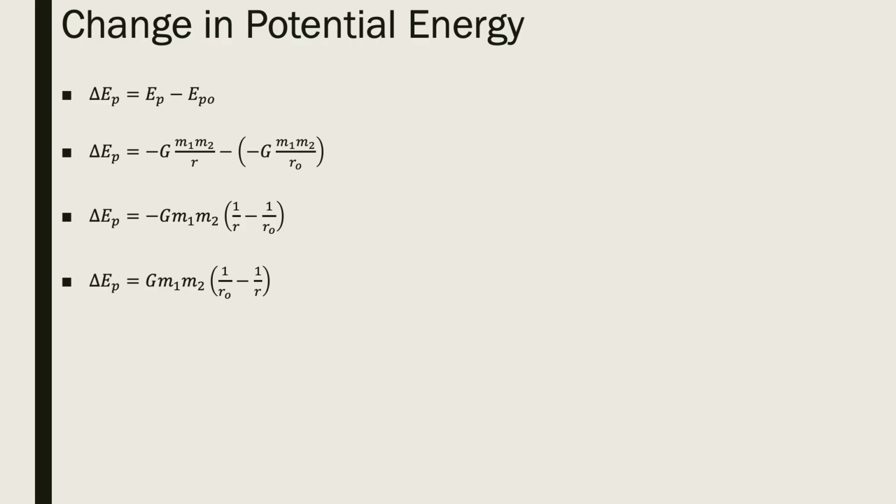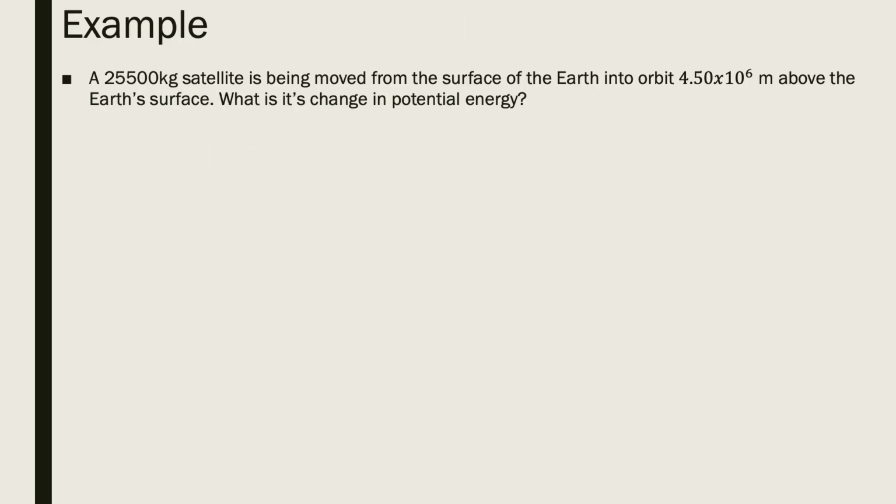Okay, so we'll look at an example. We have a 25,500 kilogram satellite being moved from the surface of Earth into orbit 4.5 times 10 to the 6 meters above the Earth's surface. What is our change in potential energy?